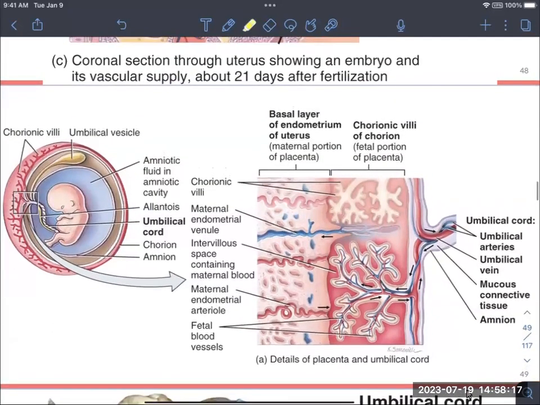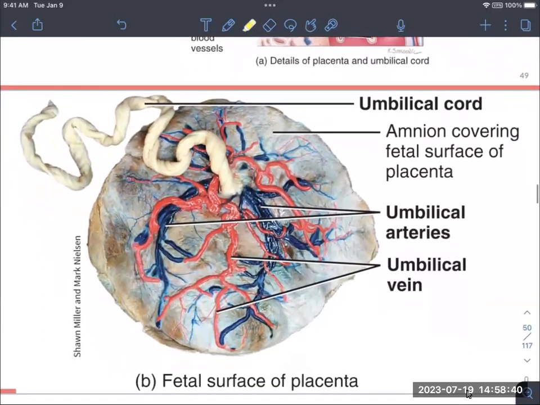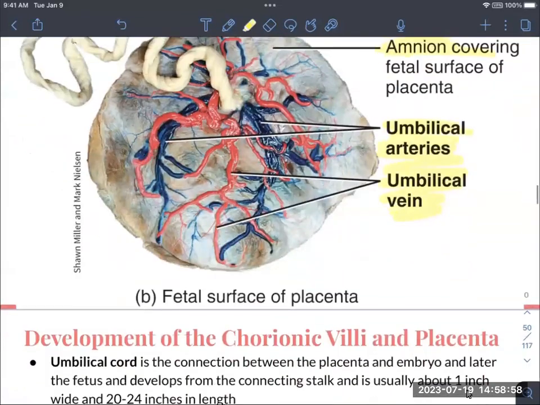By this point, we can see we have that amniotic cavity, that chorionic villi, umbilical vesicle. We're starting to get these umbilical arteries and veins, that amnion, they are working to exchange different nutrients. Placenta. Now, in the placenta, you can see these umbilical arteries and veins, that umbilical cord, and that amnion that covers the placenta, where nutrients are being exchanged between the mother and that fetus.